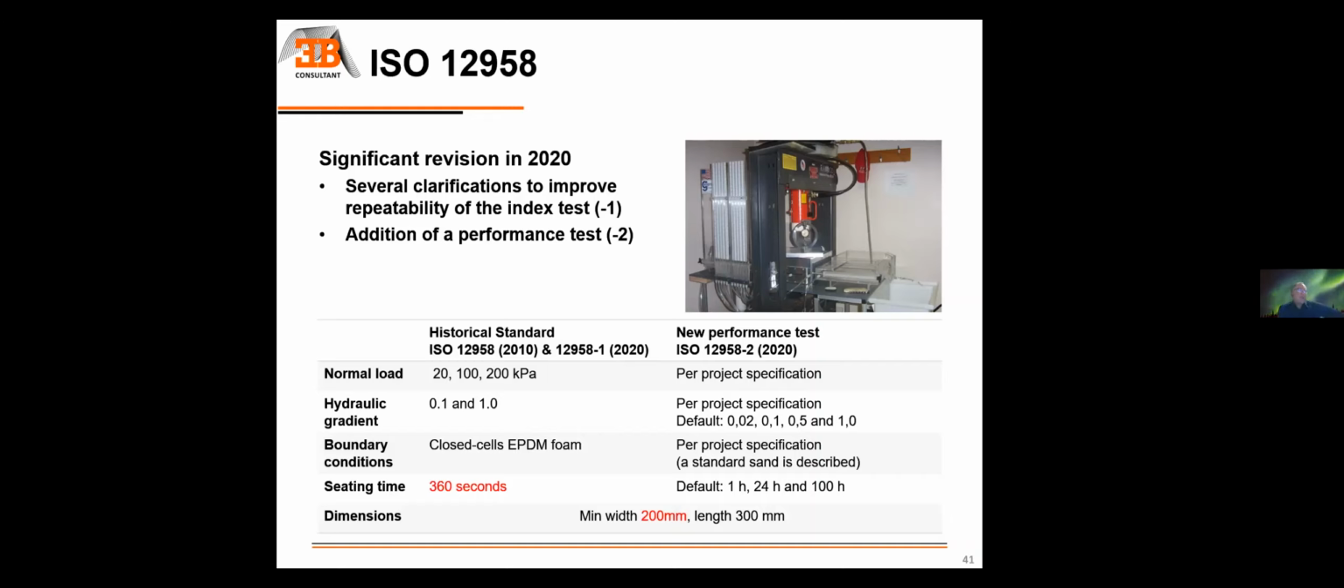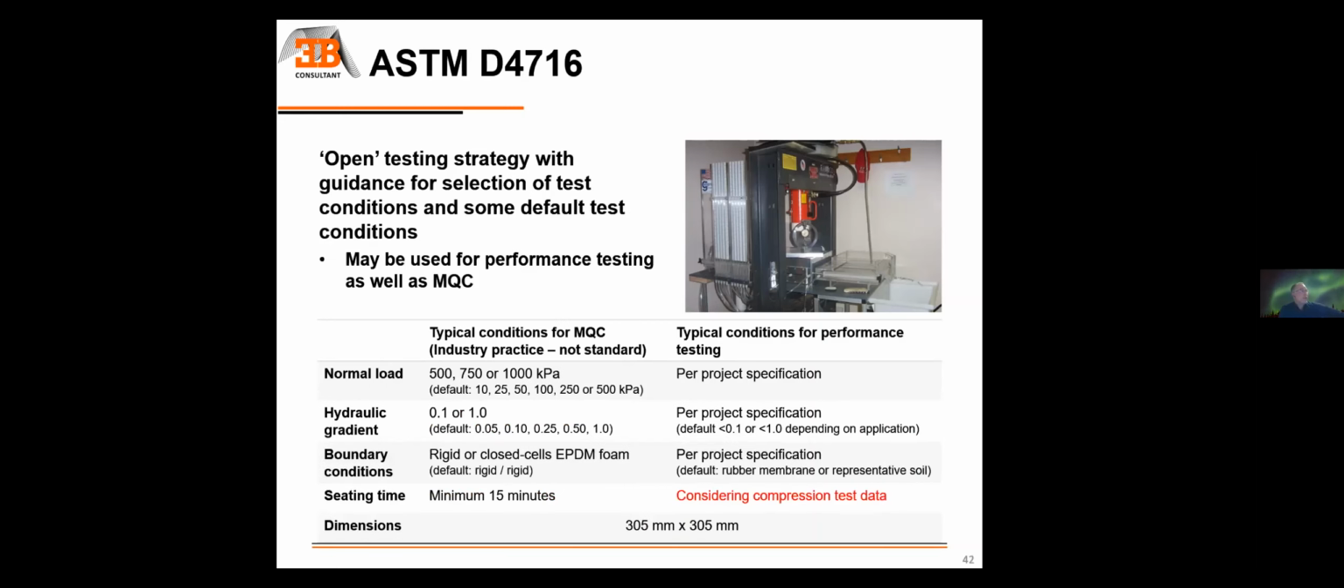Another important factor for the ISO 12958 standards is the width of the specimen. ISO 12958 allows for a width of 300 millimeters, like in ASTM, but the minimum width is actually 200 millimeters, and that may affect in some cases, for some products, the measured properties. Now, if we look at ASTM D4716, it is a very open testing strategy.